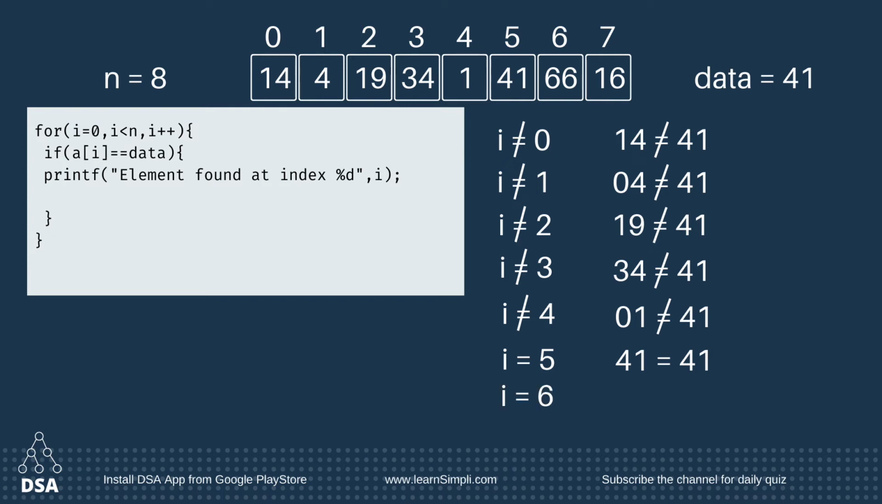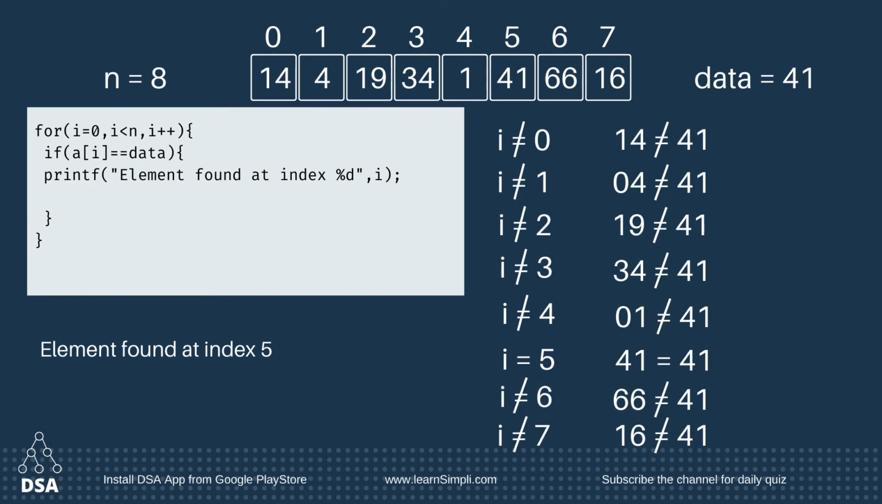Next I is equal to 6. I is less than n. So A of I is not equal to data, that is 66 is not equal to 41. Next is I is equal to 7. I is less than n. A of I is not equal to data, that is 16 is not equal to 41. Next is I is equal to 8. But here I is not less than n. So the loop will end and print the statement element found at index 5.